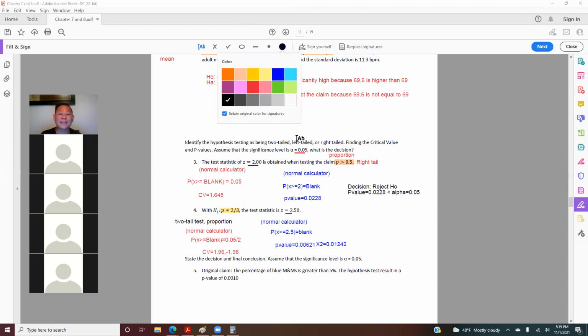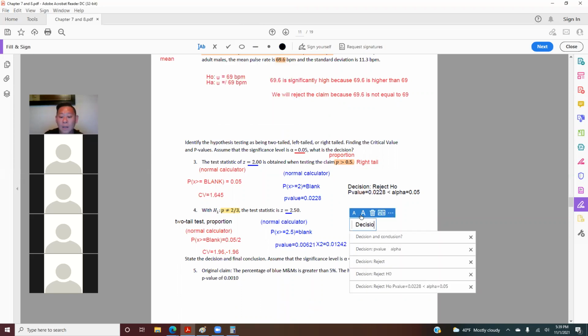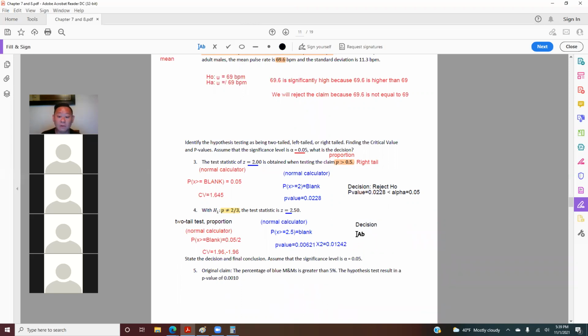Now we have to make the decision. The decision is based on this p-value that you have. The p-value in this case is 0.01242, watch out for the zero. And the alpha that we have, which is given to us, is 0.05. All of this is either given or found. So can someone tell me, is 0.01242 less than or greater than 0.05? Which one is the correct symbol?